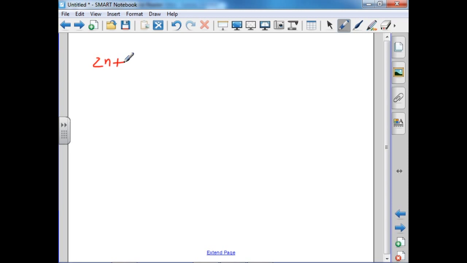Zn plus HCl gives ZnCl2 plus H2. So the oxidation state of zinc is 0 because that is a neutral atom. Then hydrogen, so the electrolyte is dissociated into H+ and Cl-.